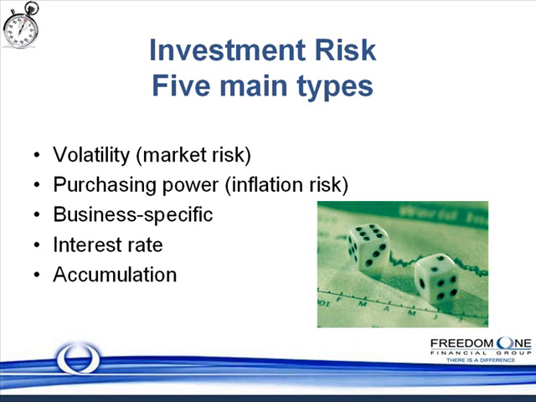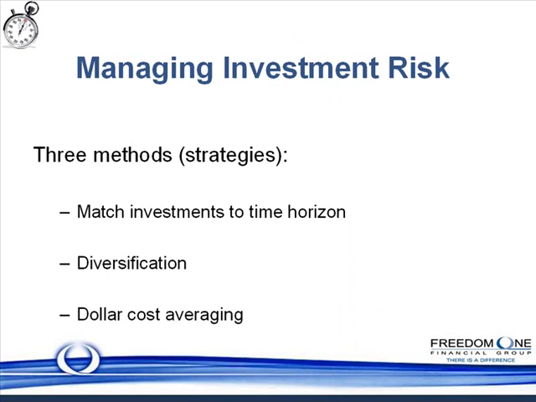Business risk means don't put all your eggs in one basket. That if you were to buy any one security, that would lead to an undue amount of risk in the portfolio. Interest rate risk is when the value of the investments we own are influenced by the changes in interest rates. And finally, accumulation. Accumulation is the risk that we will not have saved or produced enough money to meet our retirement goals.